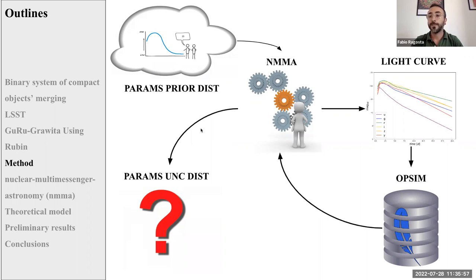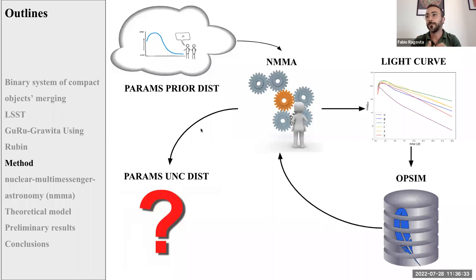To these light curves, the observational constraints from different observing strategies that describe different strategies for LSST were applied, and I have obtained simulated light curves observed from LSST. This software, NMMA, also allowed us to fit light curves and extract parameters from a given model.